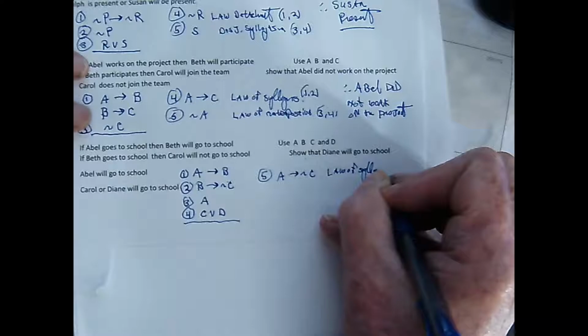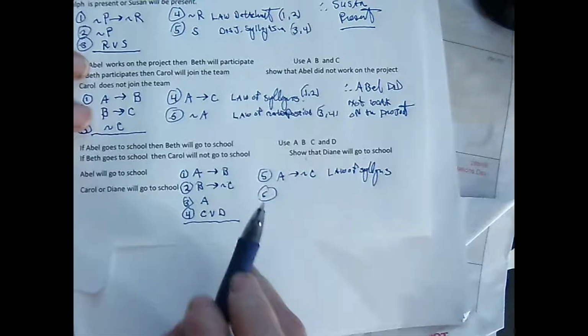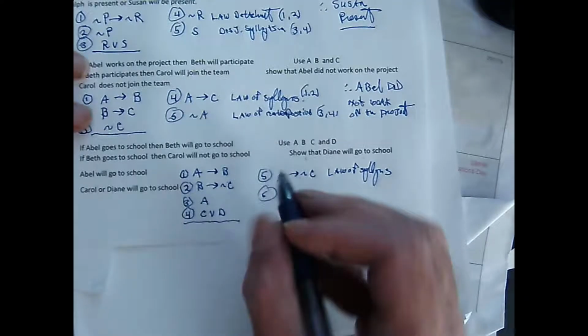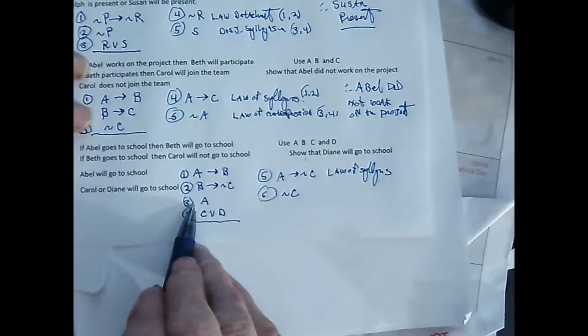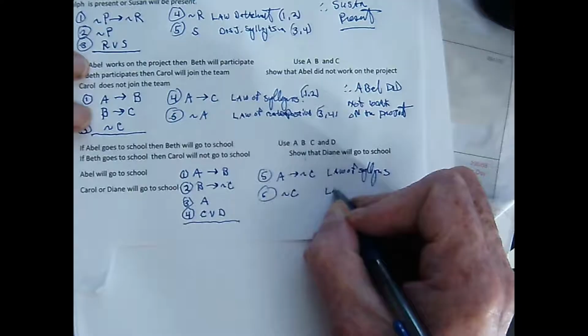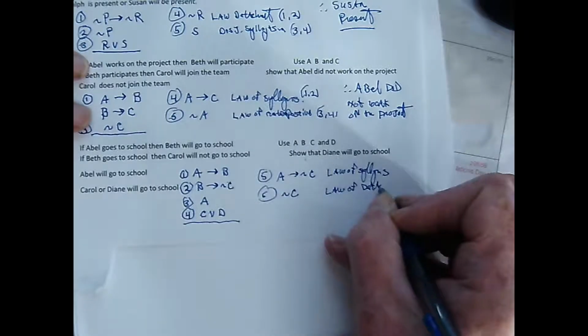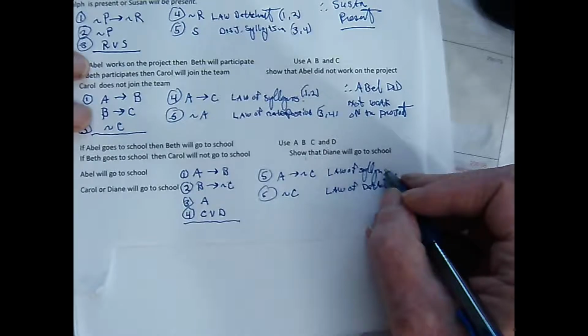Looking for the sixth step now. A gives me not C, and we have A. Therefore, we have not C. To arrive at that, I have a conditional, and the hypothesis is known to be true. Therefore, the conclusion must be true. That is the law of detachment. Let me be more clear here. The law of syllogism, I put that together with statements 1 and 2.